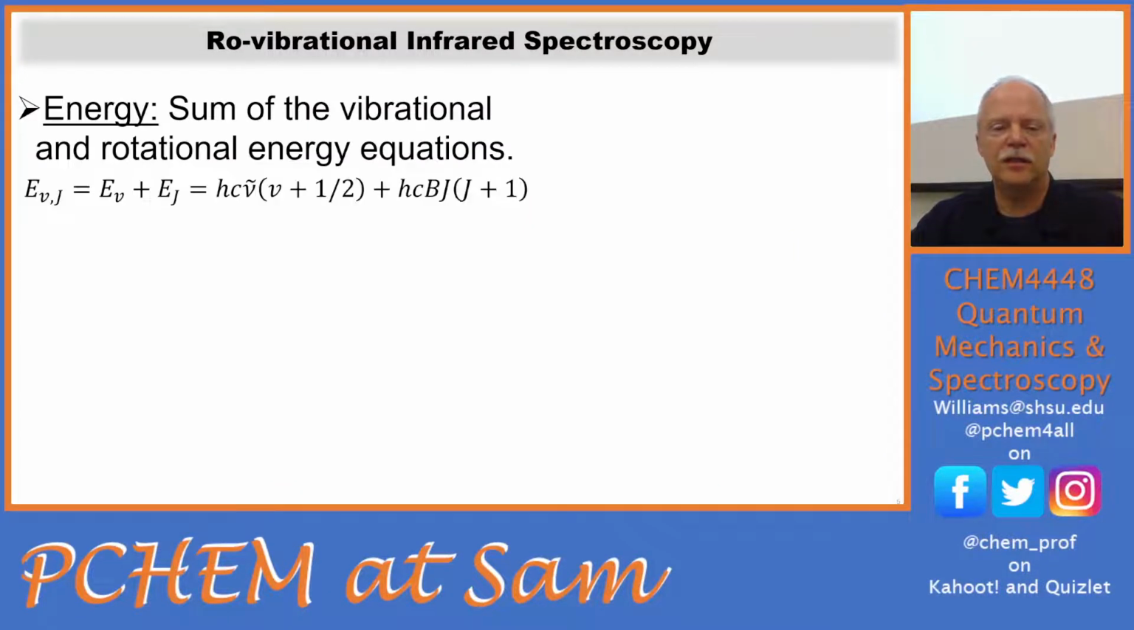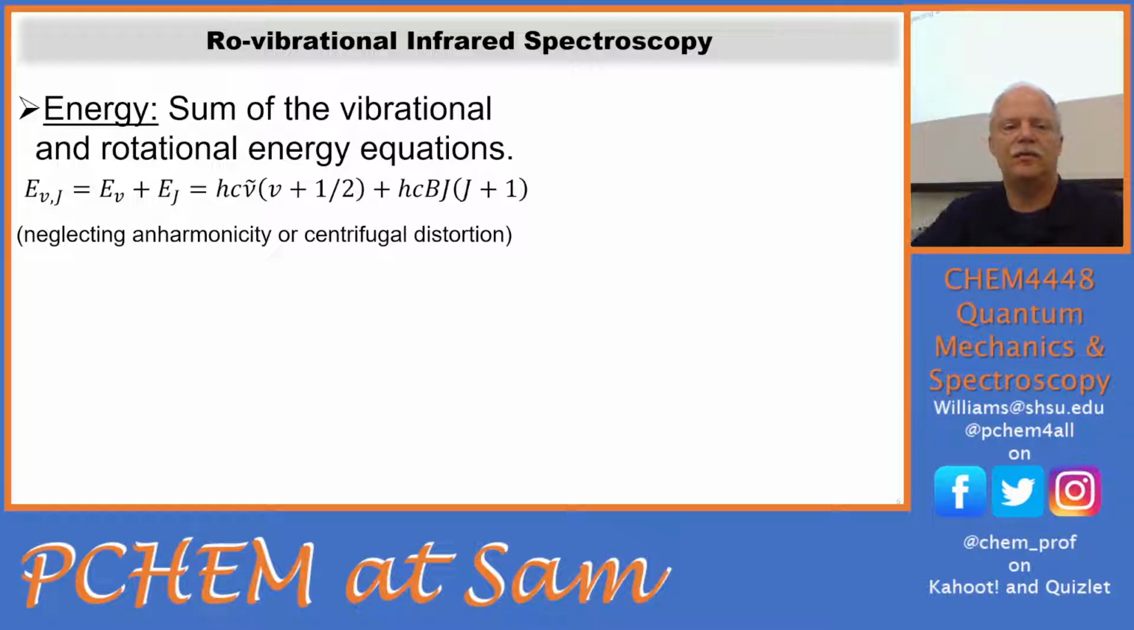Okay, so this is just showing you some of the equations. This rovibrational IR spectroscopy is the sum of both the vibrational energy and the rotational energy. The total energy is the sum of all the individual energy components. Now this is missing our anharmonicity and centrifugal distortion, which will be in your lab, but we'll see those equations in a minute.